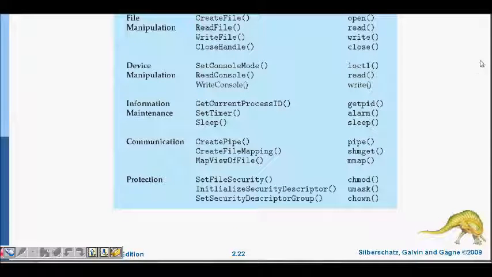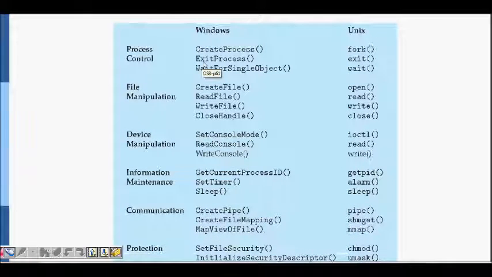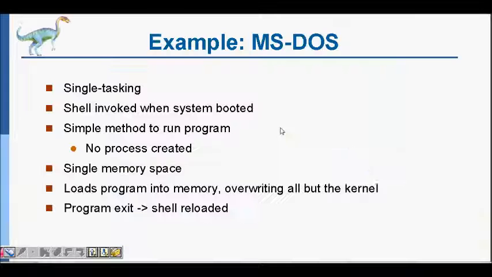Just like here, some examples are given. For processes in Windows, create process, exit process, wait for single object, and then for files, create file, read file, write file, close handle. So you see a lot of things are there. So this is about the system calls.